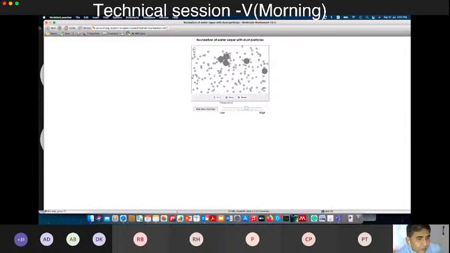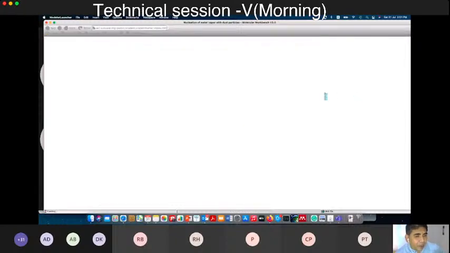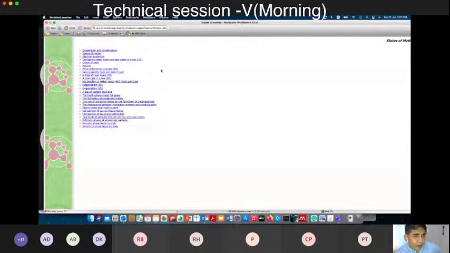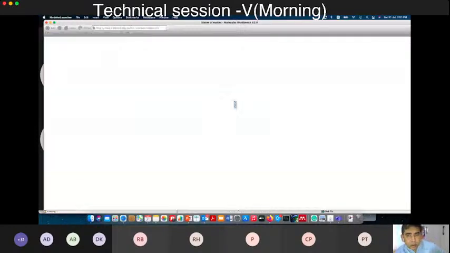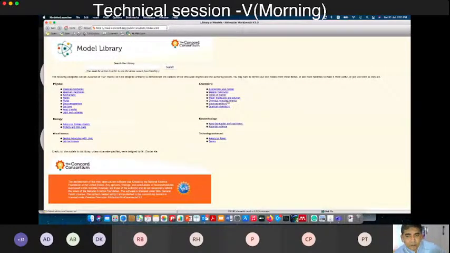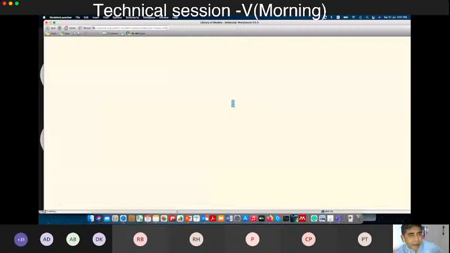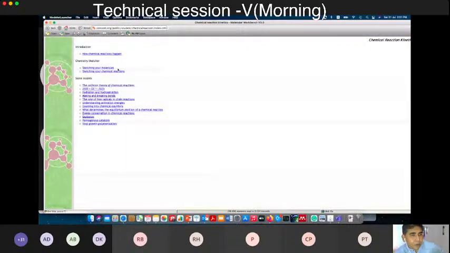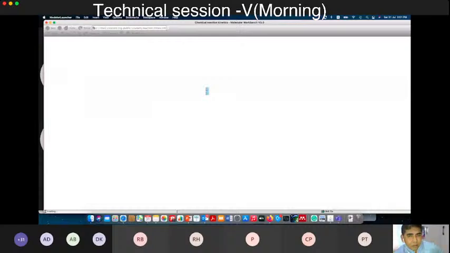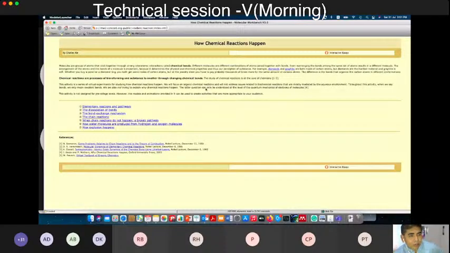Now you can also do things like atomic mass and melting point, those types of chemistry things. Then there is also chemical kinetics, how chemical reactions happen. Like here, elementary reactions and pathways they have proposed.